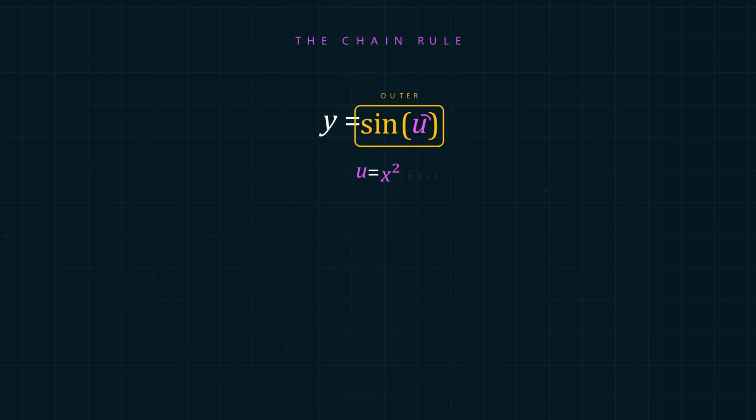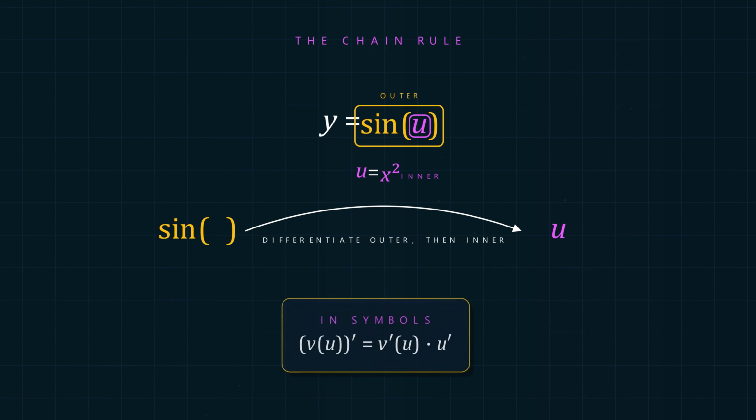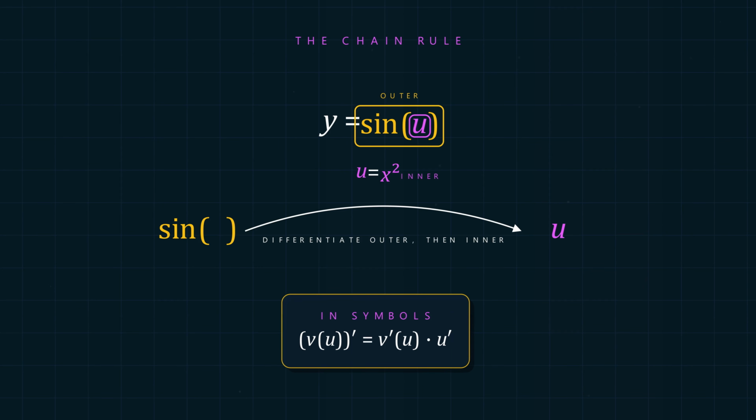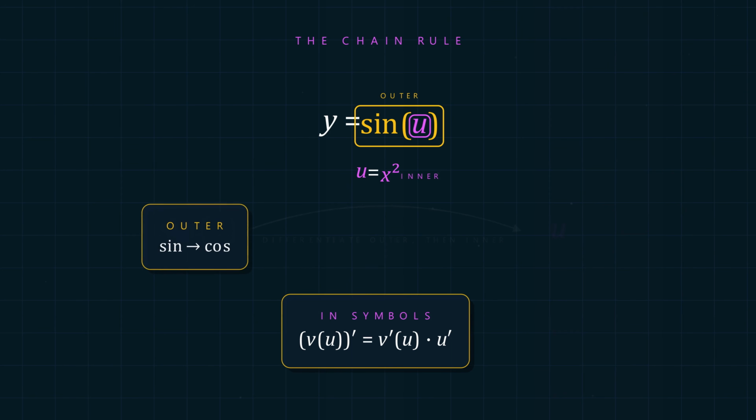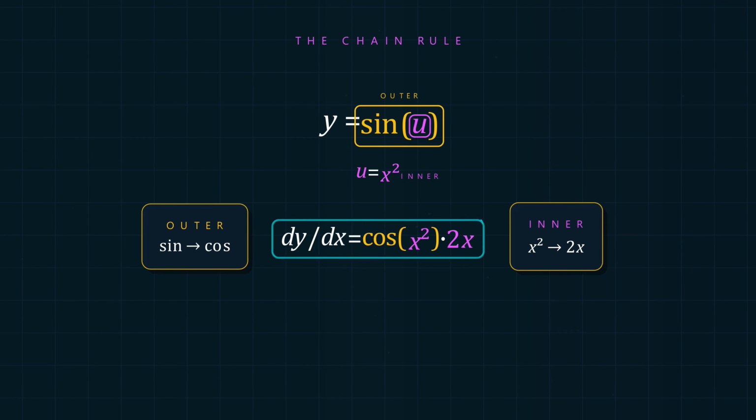If y equals sine of u, where u is itself a function of x, say u equals x squared, the chain rule says, differentiate the outer function, evaluate it at u, then multiply by the derivative of the inner function. In symbols, v of u prime equals v prime of u times u prime. So for y equals sine of x squared, the outer function is sine, its derivative is cosine. The inner function is x squared, its derivative is 2x. Putting it together, dy over dx equals cosine of x squared times 2x.